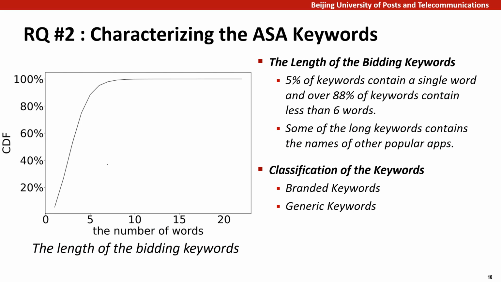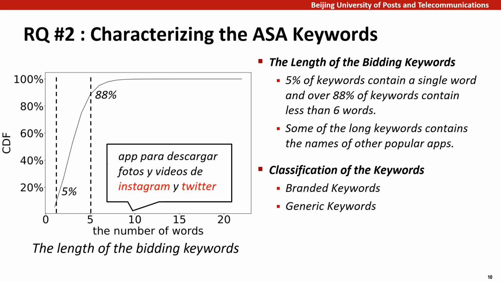Besides, we observed that the length of different keywords is quite different. So we made statistics on the length of all keywords, as shown in this figure. 5% of keywords contain a single word, and over 88% of them contain less than 6 words. We also found that some long keywords often contain the name of other popular apps, like this one. It contains the name of Instagram and Twitter. It suggests that some app developers are thinking of other apps' users.